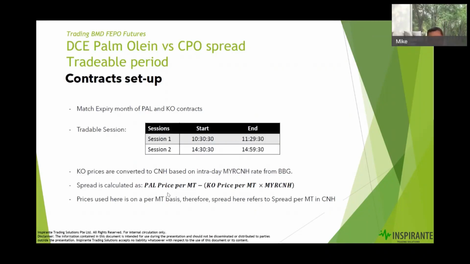That's what I do here. This spread is calculated like that. I take the PAL price per metric ton, which is the palm oil price on DCE, minus the CPO price multiplied by the exchange rate to convert ringgit into CNH. So basically, we get a like for like kind of comparison between the two on a per metric ton basis.